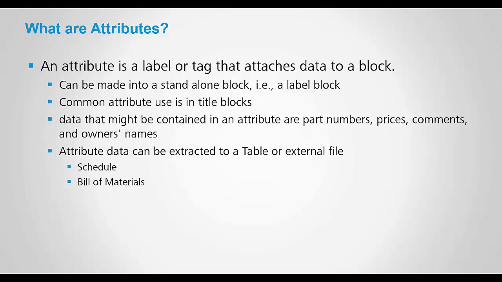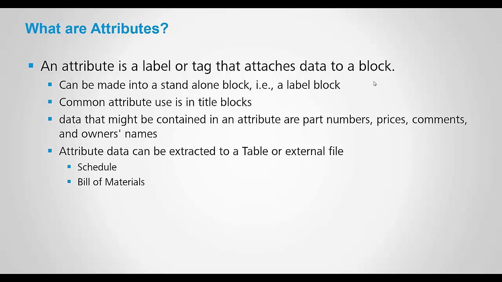We can commonly see these attributes used in title blocks, but they can also be used in other symbology, such as parts, and maybe you want the part numbers, the prices, manufacturer, owner's names, comments, anything. All this information can be attached to a block, and then later on we can extract this to a table in the drawing or to an external file. Actually, you can do both at the same time.